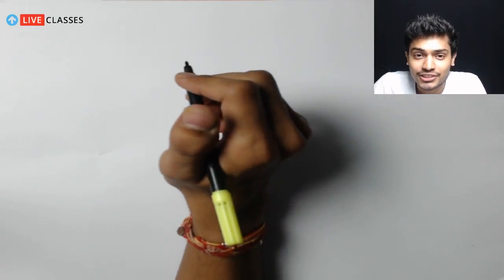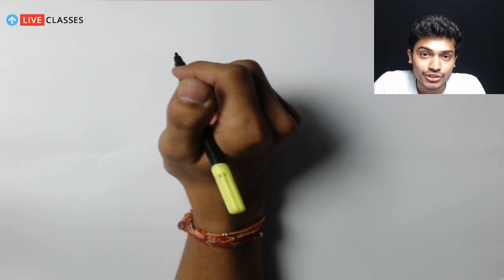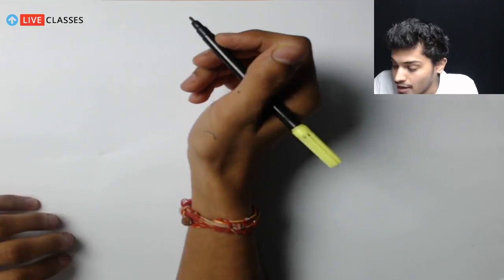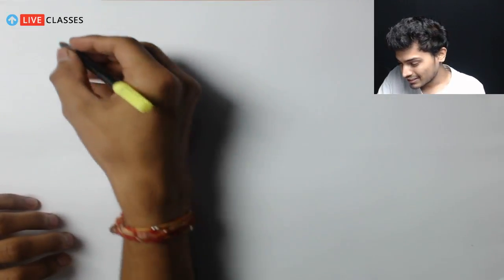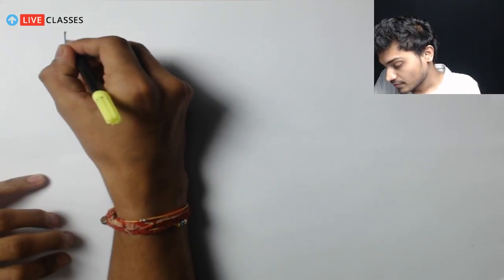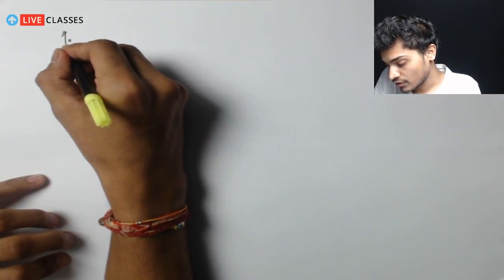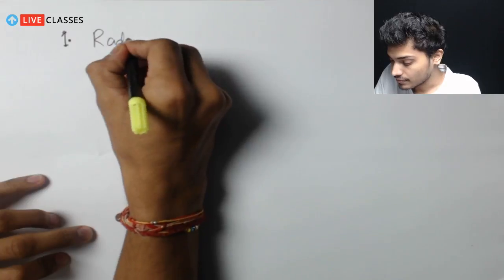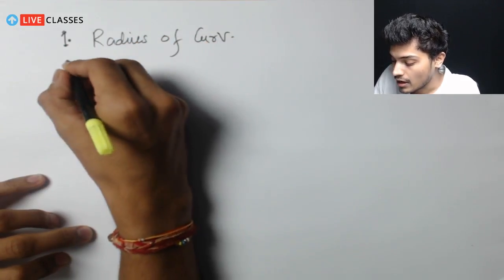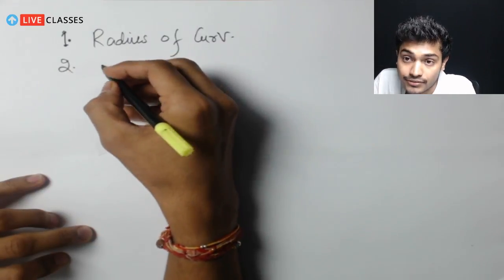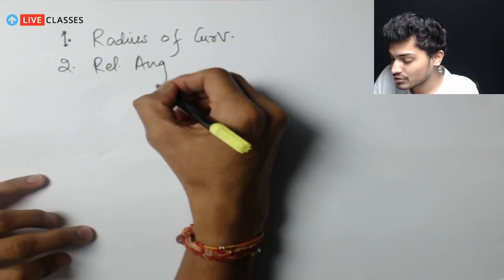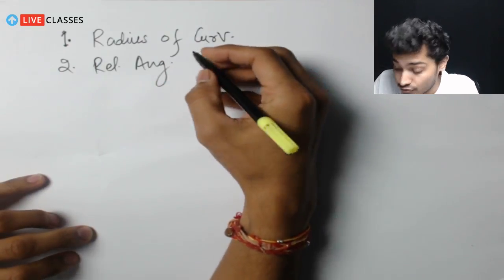So in today's lecture, which will be the third part of circular motion, we are going to cover first of all the radius of curvature. So first of all, let's jot down what we are going to cover in today's lecture. First we will cover the radius of curvature, and after that we will cover the relative angular velocity. In many of the exams, generally questions are asked from this topic.